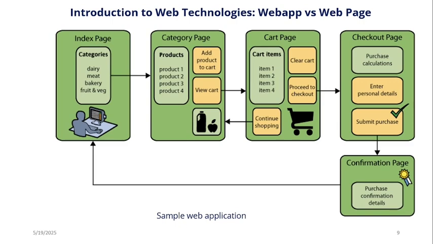In the checkout page you can complete your transaction by entering your personal details, completing the payment using your credit card, and submitting your purchase. Then you get another page which is called the confirmation page before you finally log out. So we see that in this simple web application we have 1, 2, 3, 4, 5 pages. So that differentiates between a web page and a web application.